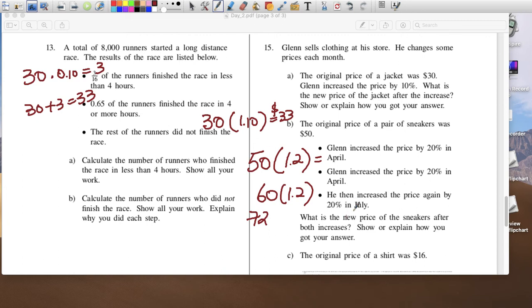And then in July, he increased it again by 20%. So times 1.2 equals 86.4. So the final price of the sneakers was 86.4. We're going to ignore this one because I don't know what the rest is.